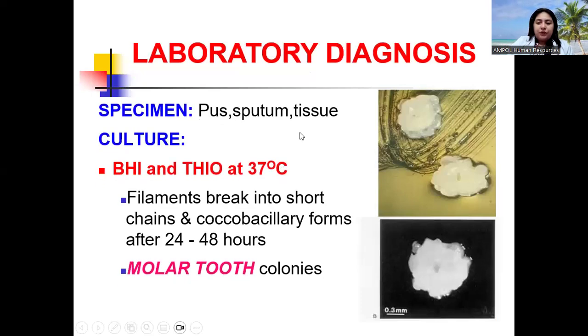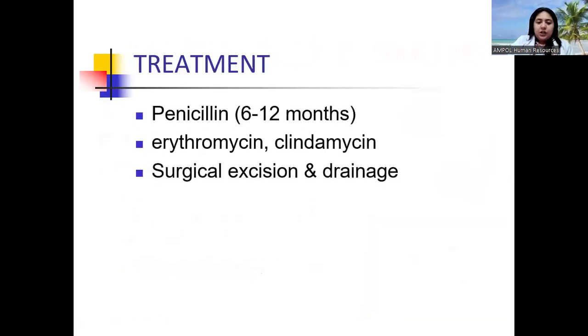For lab diagnosis of Actinomyces, pus, sputum, and tissue culture may be done. Filaments break into short chains in BHI. The colonies have the appearance of a molar tooth, growing on the agar. It looks like our molar tooth. Treatment includes penicillin, erythromycin, and surgical excision of the lesions and drainage.